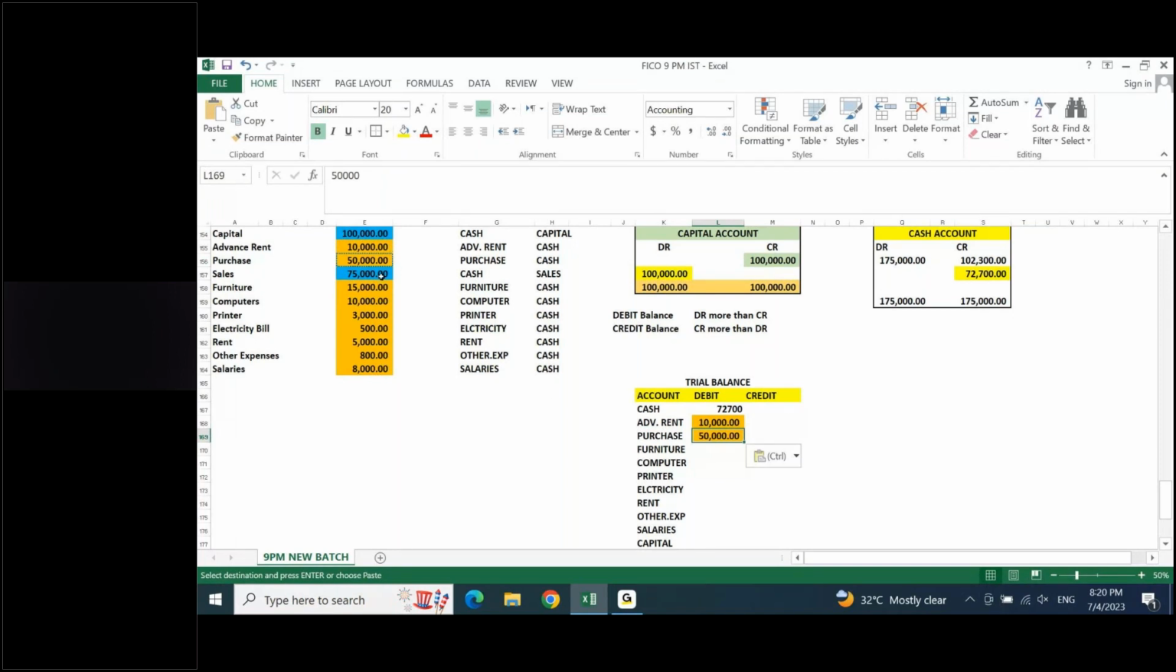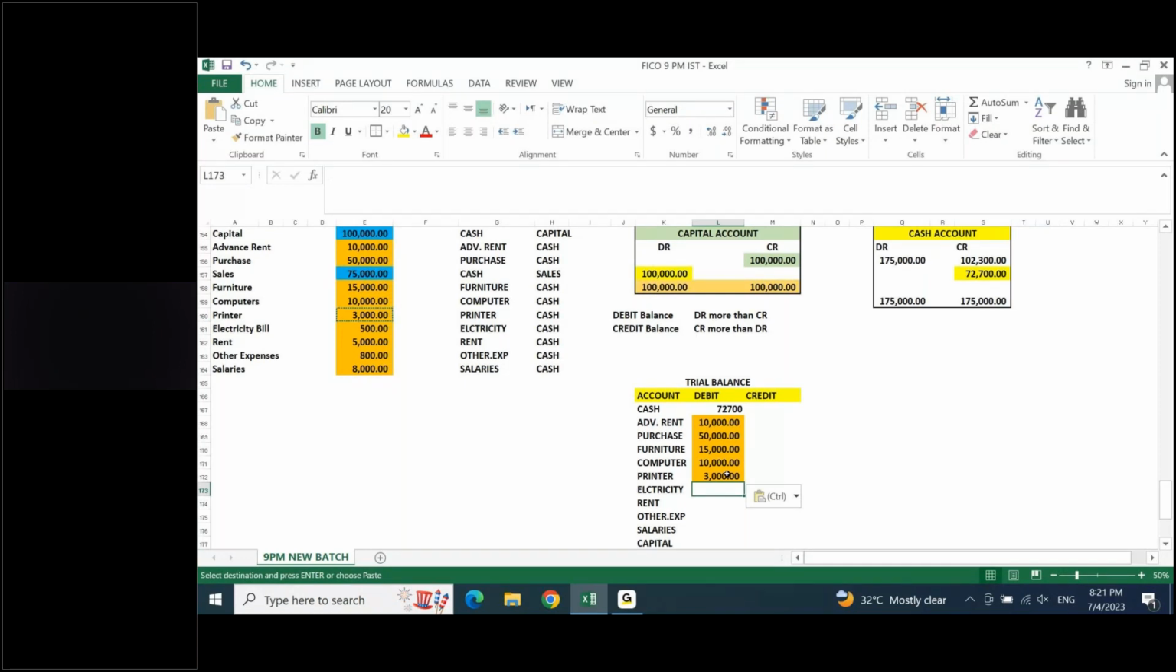Next one, furniture. Furniture is 15,000. I'll put furniture on the debit side, 15,000. Computer is 10,000. Whatever I am currently doing, all these activities are automatically performed by SAP. Printer. If you understand manual accounting, it is very easy to understand SAP accounting, because whatever you are currently doing is automated in SAP.